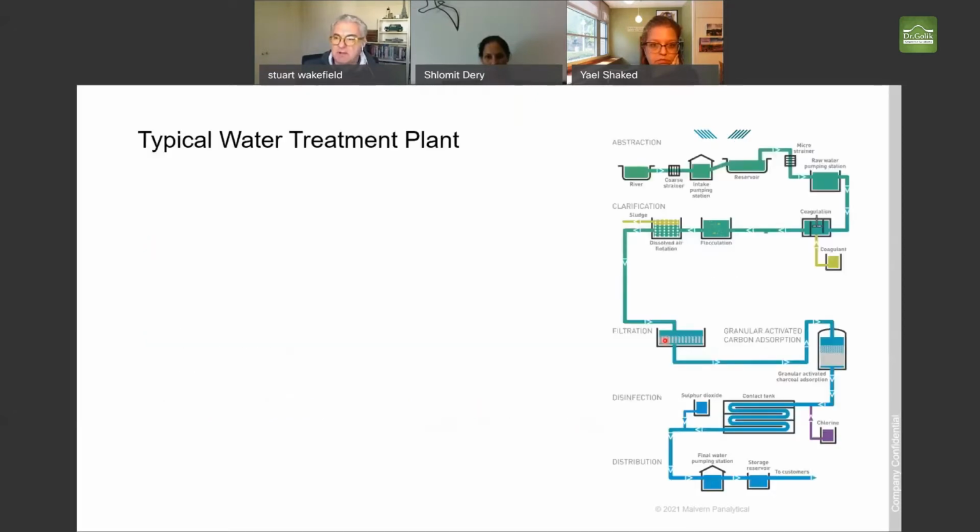So this would be a typical water treatment plant. And of course, this can be different in different places, and more modern plants would be different.